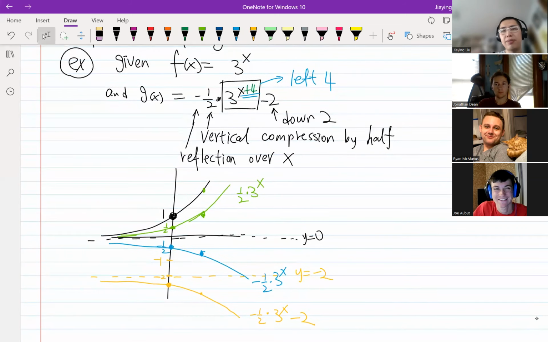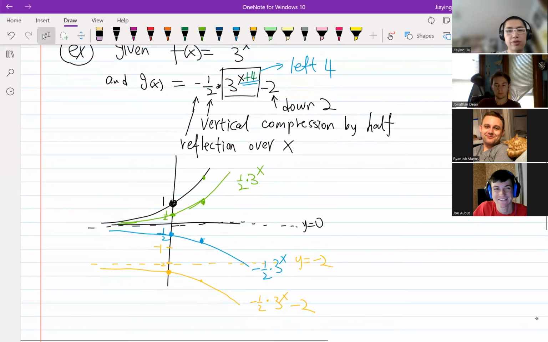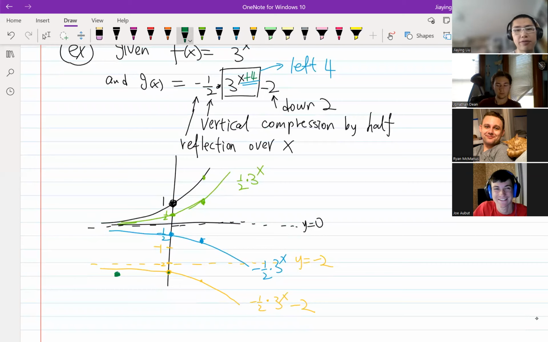And the last part we have to do is shift it left 4. So if we move the whole graph to the left 4, y equals -2 is a horizontal line. When we move it to the left, it's still there, so that line doesn't go anywhere. And then this point on the y-axis, that has x equals 0, but when we move it left 4, it's going to go to the left. Let's just say this is a 4. So that point is going to shift horizontally to the left by 4 units, and we just end up with this.